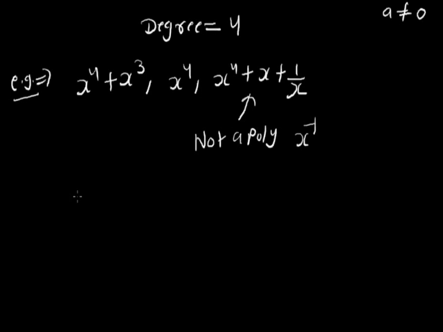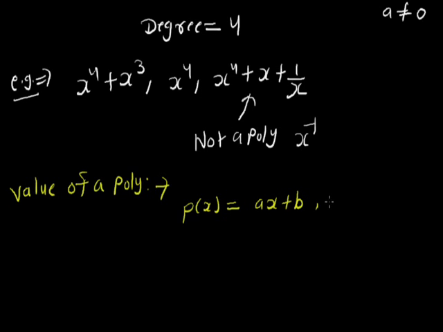Now we come to the value of a polynomial at a particular point. This is our next topic, value of a polynomial. Value of a polynomial means we have to find the value of the polynomial at a particular point. If my polynomial is defined in variable x, we can write p of x is equal to any expression, say ax plus b, where a is not equal to 0.